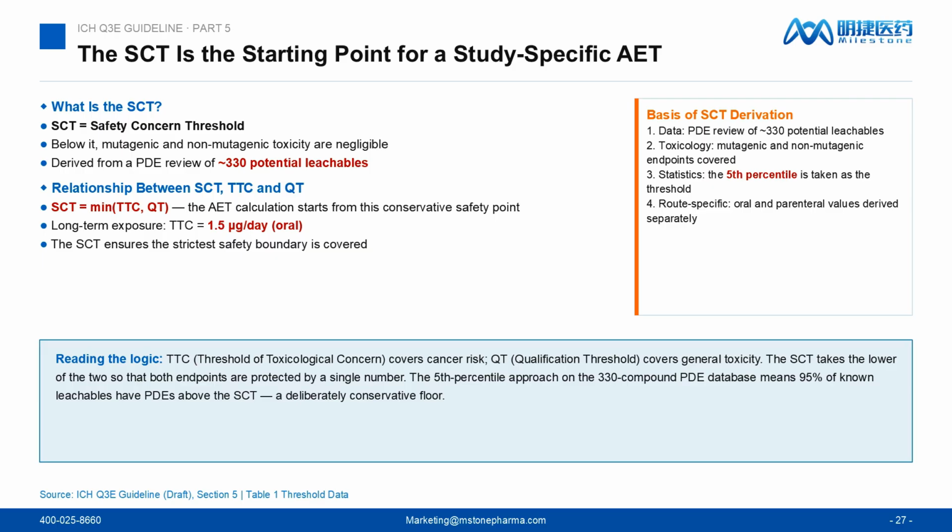Now the relationship on the slide: SCT equals the minimum of TTC and QD. The TTC, threshold of toxicological concern, protects against cancer risk. For long-term oral exposure, it's 1.5 micrograms per day, a number many of you know from M7. The QD, qualification threshold, covers general, non-cancer toxicity. Taking the minimum of the two means one number guides both endpoints.